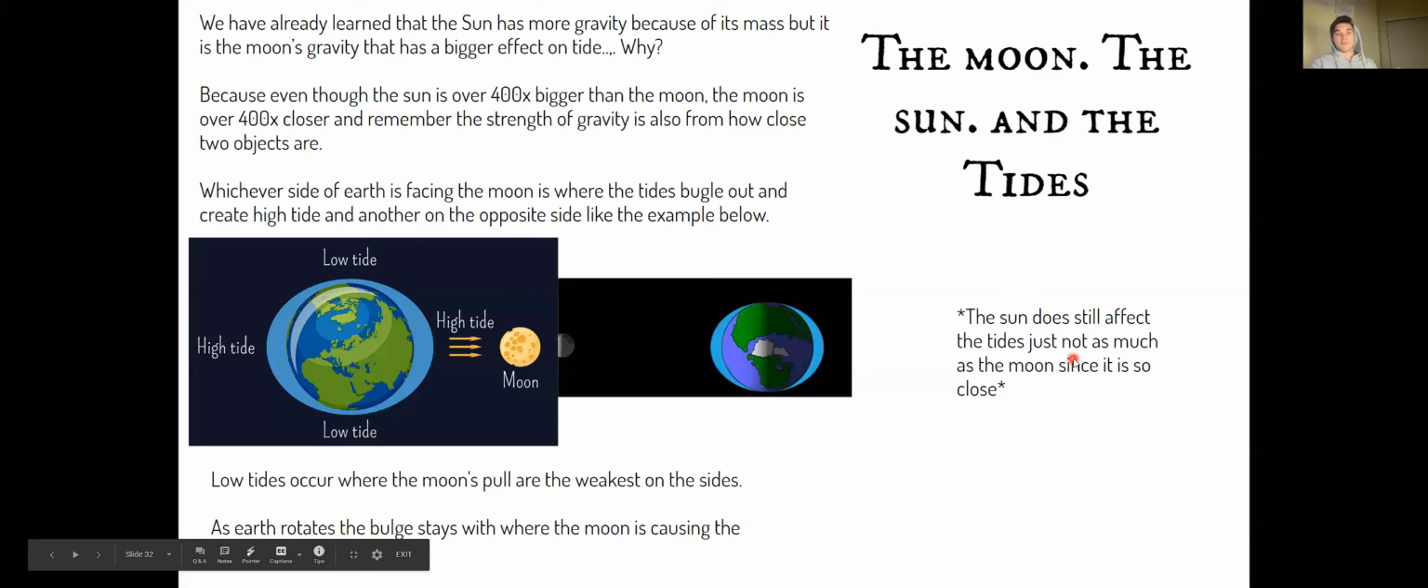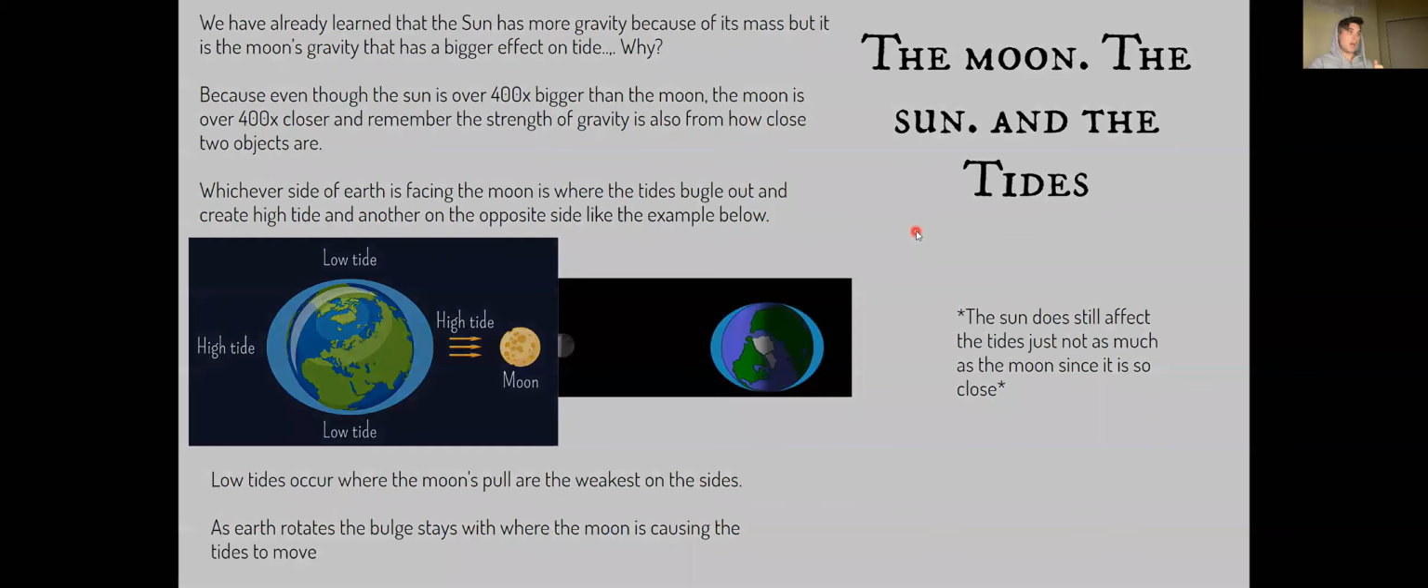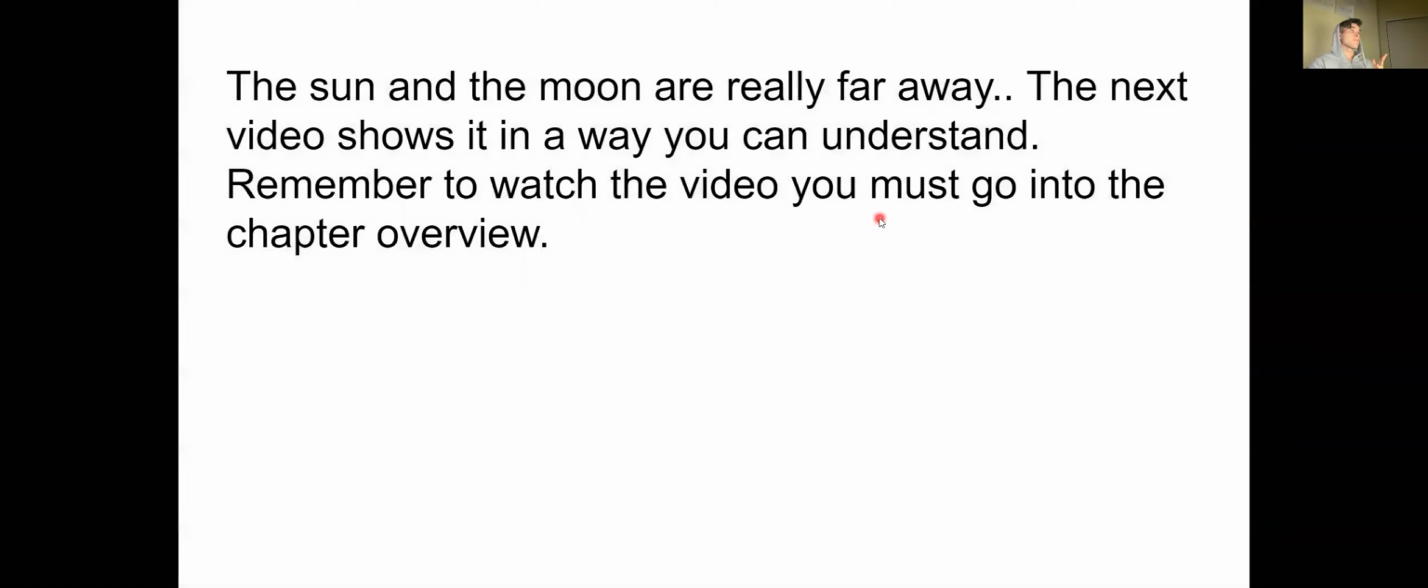The sun does still affect it, just not as much as the moon since the moon is so close. And we're going to talk about that soon when we talk about the different types of tides. I'm also going to have a little video about really getting in your mind how close the moon and the sun are in real life terms. I wish we could do this in class. We have a fun little toilet paper project, but meh. All right. The sun and the moon are really, really far away. We'll do that now.